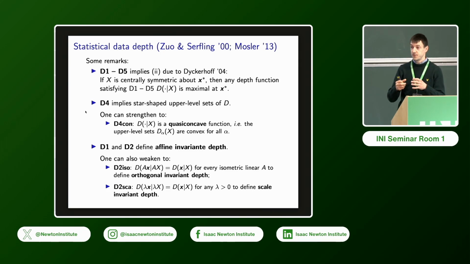We can say that if we assumed that the depth is decreasing on the rays, which if we move from the center of the data set outwards, then the upper level sets would be star-shaped. But we can actually strengthen that, and we can require this notion to keep the data sets always convex to obtain a quasi-concave function, the data depth.